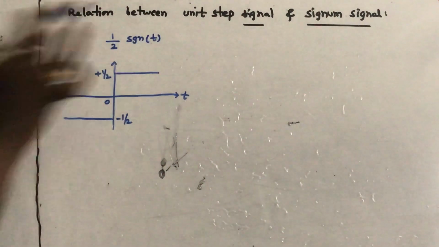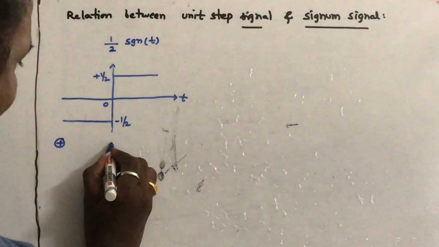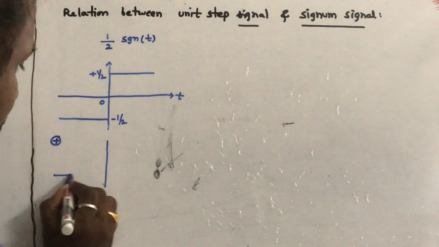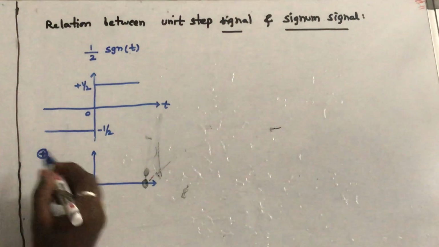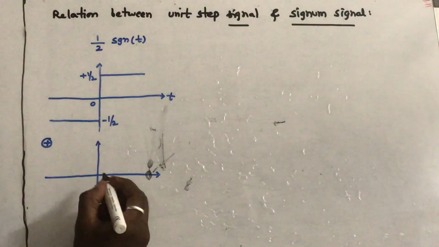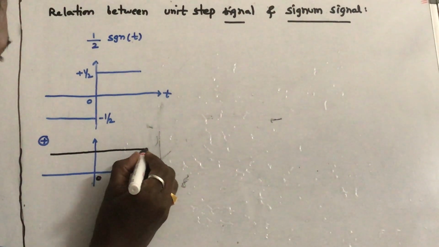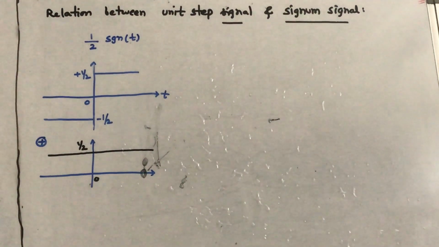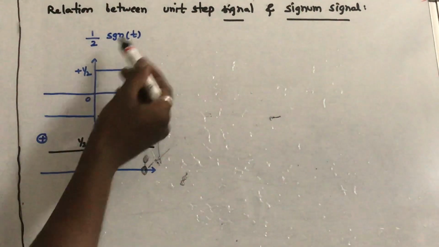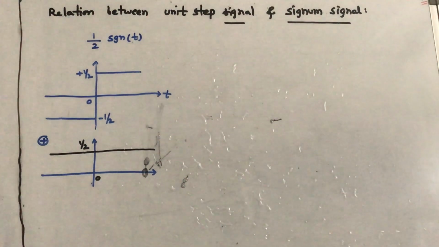First draw half signum of t, plus, now add 1 by 2. As you know, the 1 by 2 waveform is drawn; the amplitude is 1 by 2 during the entire duration. Now add these two signals, half signum of t and 1 by 2. Let us find out what this addition is.